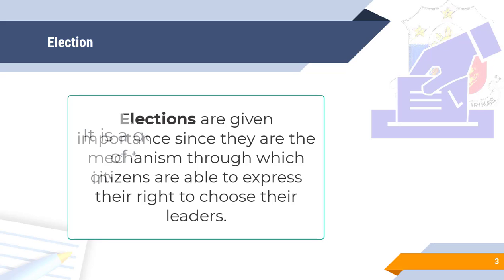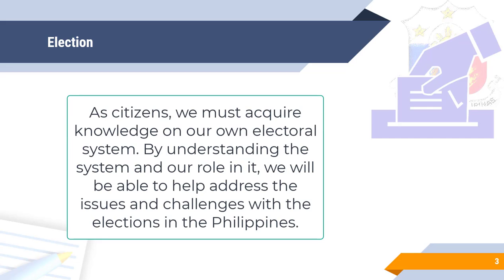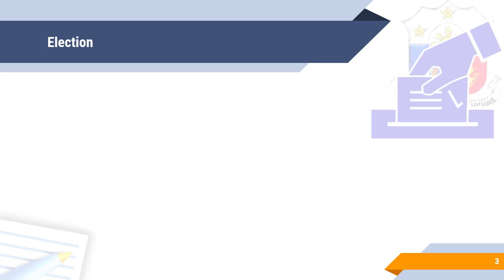Elections are given importance since they are the mechanism through which citizens are able to express their right to choose their leaders. It stands out since it is the democratic exercise of the citizens' right to be involved in government affairs. Therefore, as citizens, we must have knowledge of the electoral process, how candidates and voters interact throughout this process, and the various agencies and groups that play a role in the elections. By understanding the electoral process and our role in it, we will be able to help address the challenges and issues that affect elections in our country.